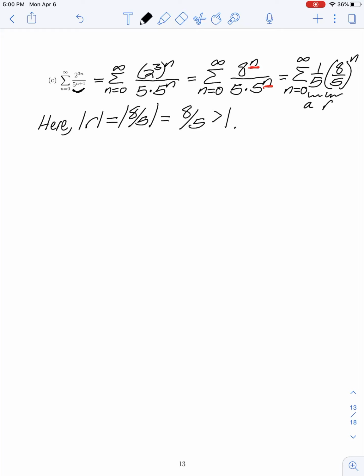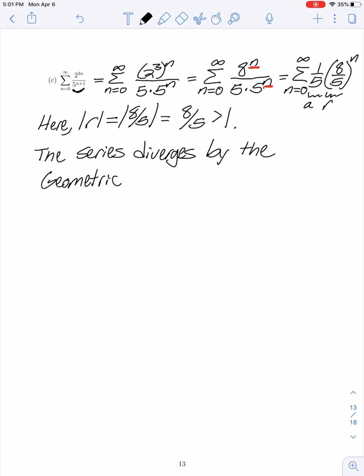Now recall the geometric series test says if the absolute value of our ratio is greater than 1, the series diverges. So here we say the series diverges by the geometric series test. So as we keep adding terms in our infinite series, we get something which is diverging. There is no number which the sum of this series is approaching.